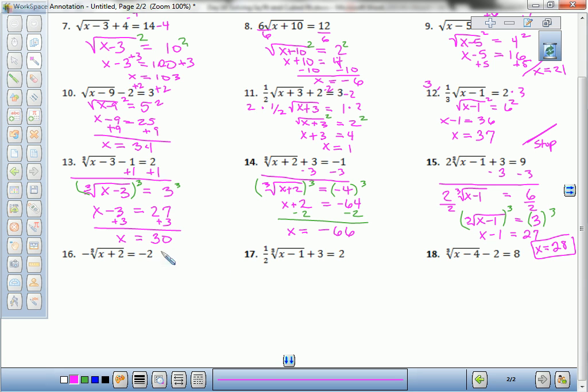Now this was negative, but when we divide by this negative 1, it's going to take care of that. So we get the cubed root of x plus 2 is positive 2. And then we have to cube both sides. So we get x plus 2 equals 8. And we subtract 2, and we get x equals 6.